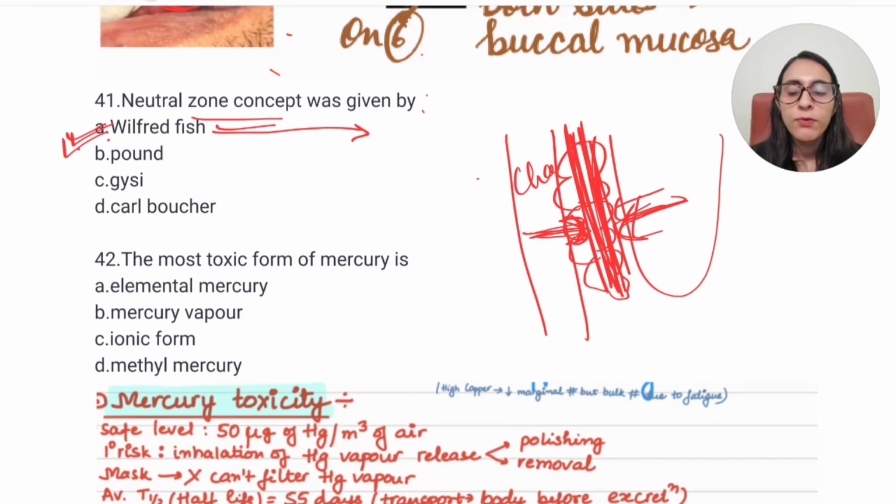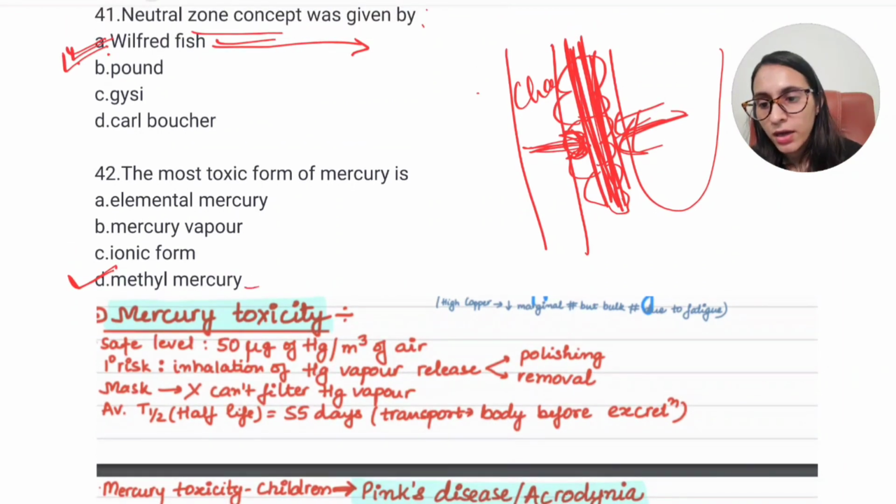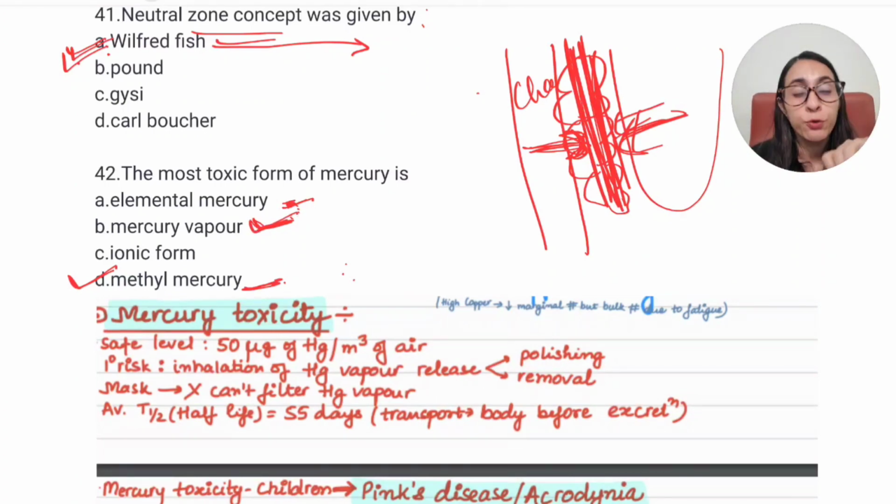Now the most toxic form of mercury is methyl mercury. Methyl mercury is an organic compound that can accumulate in the food chain, and it is well known for its severe neurotoxic effects. Elemental mercury is less toxic, and it is typically found in liquid form at room temperature. Mercury vapor is seen when you are removing any amalgam restoration with the help of an aerator.